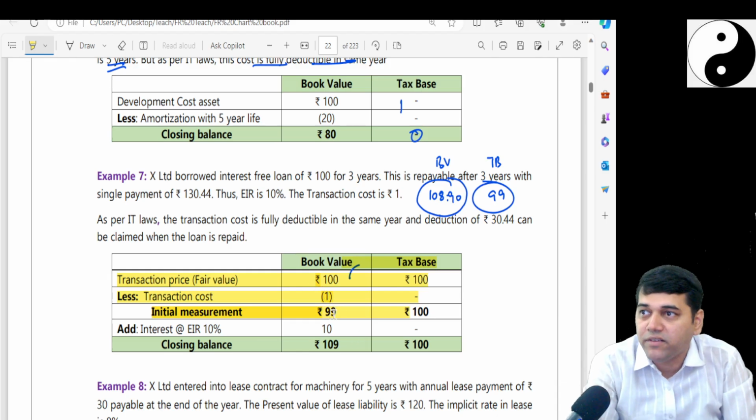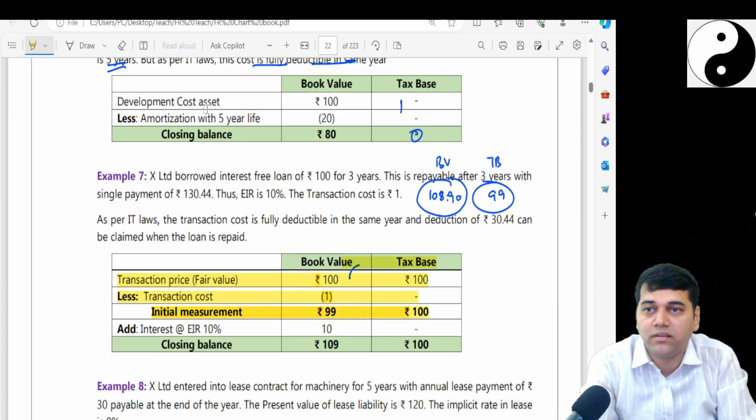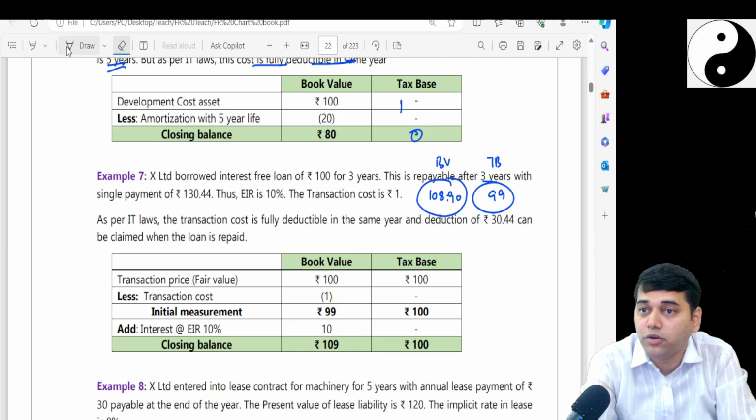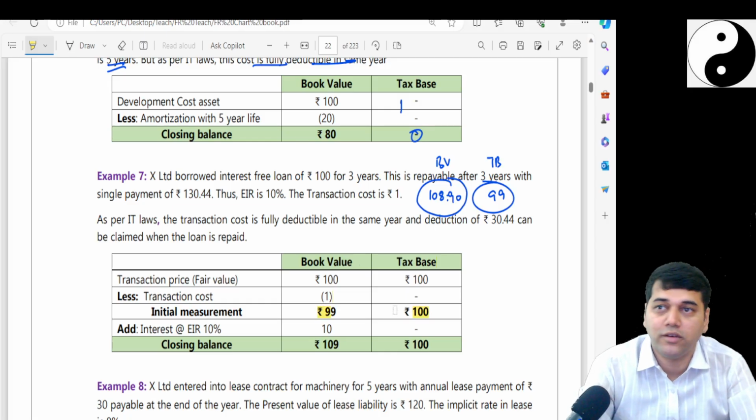So on day one, the tax base is 100, book value is 99. On day one, when I asked you, what is my day one book value? My day one book value is 99 and tax base is 100. Tax base will remain 100 only. Are you clear?